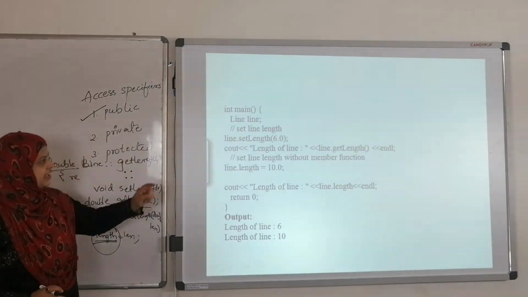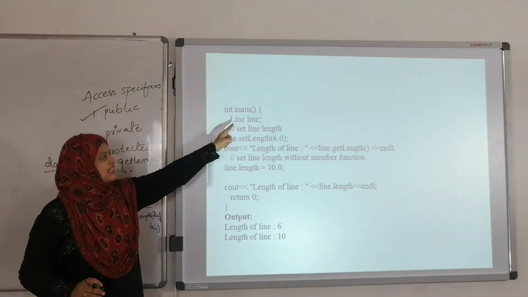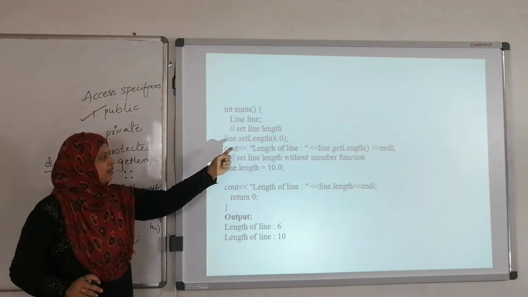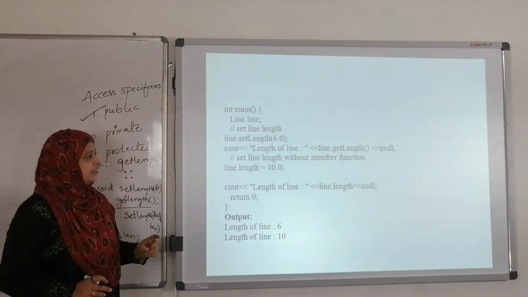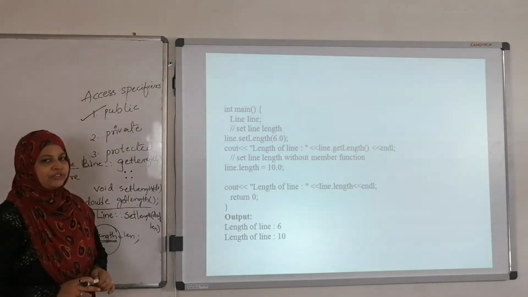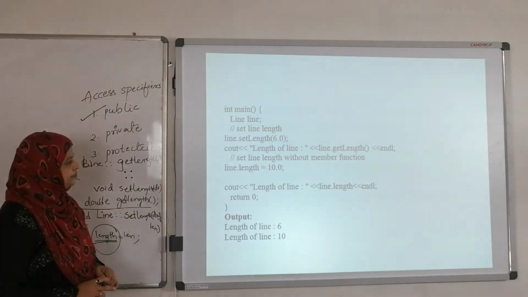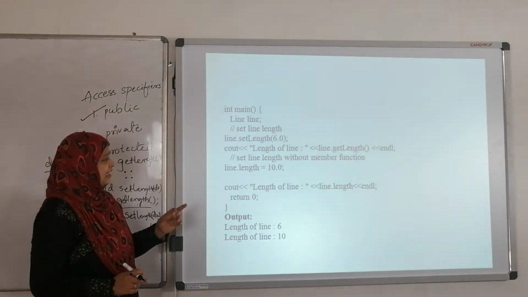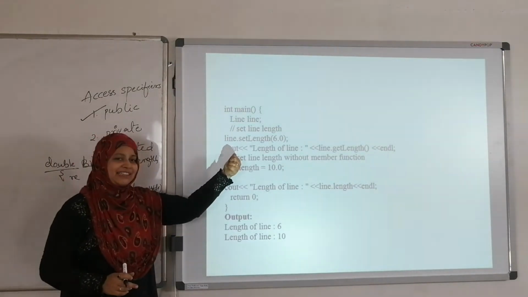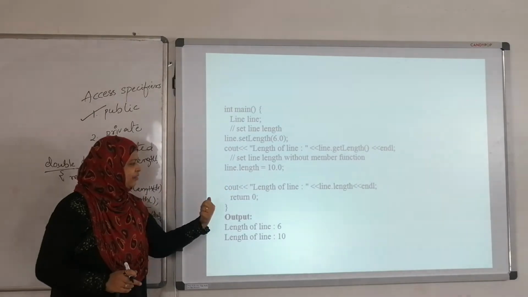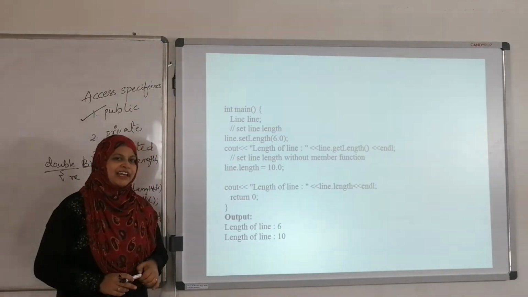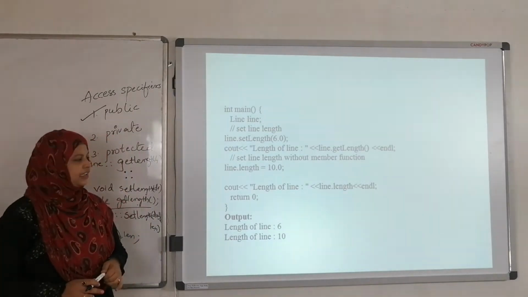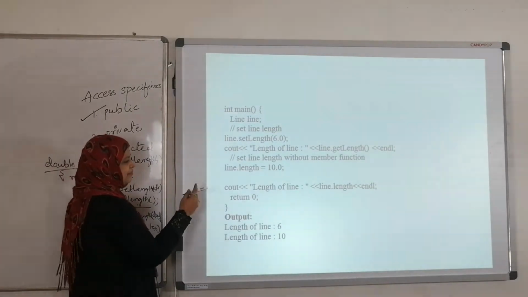Now we are going to write the main function. See here, int main. Here I am creating one object, the line object, and calling line dot set length. Then we are going to find the length of the line. By using the get length function we find the length of the line. This is one way. The second way is by using the length data member, where I assign the value directly.